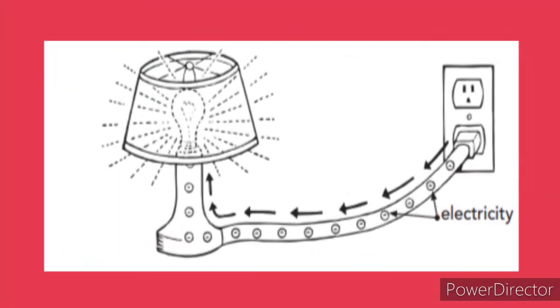What can you see in this picture? What's this? This is a lamp. You see, every lamp has a plug, and the plug is plugged into what? An outlet. Can you see?